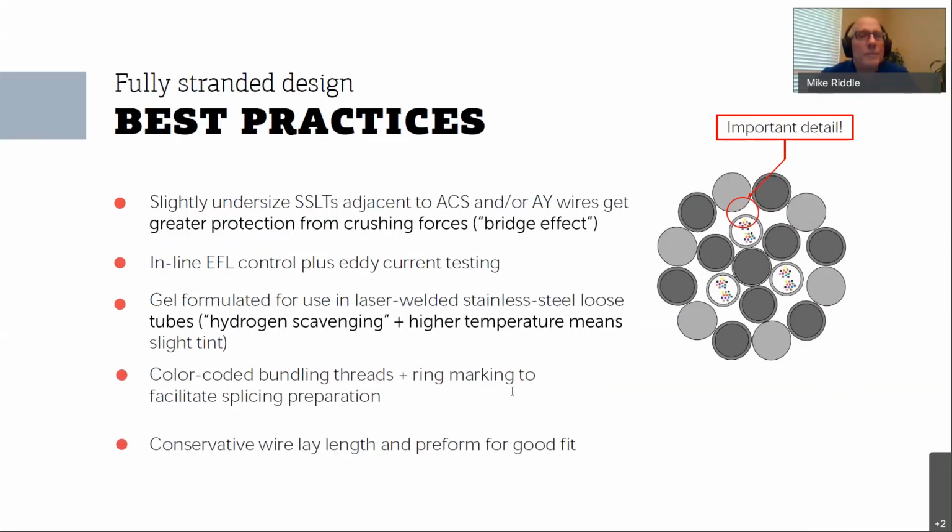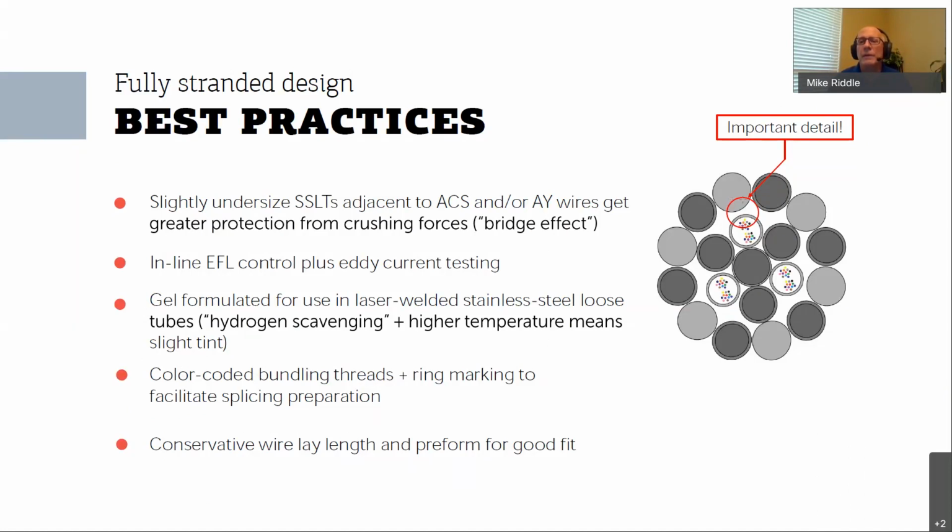What goes into the best practices of this design type? Well, a lot of it is like the center tube cables. You need the inline EFL control. You want to use the proper gel for it, the color-coded bundling threads and ring marking together. You want to be conservative in your wire lay length and preform for a good fit. In addition, you want to make the tubes slightly smaller than the wires that are around them.